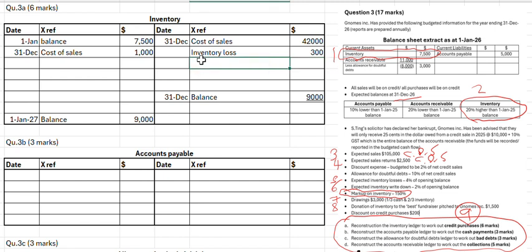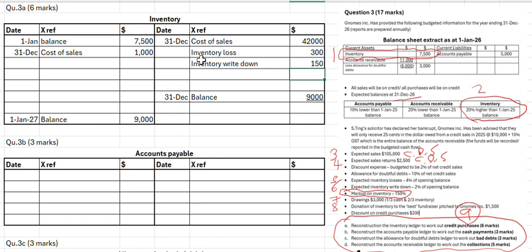Same with the write down. This time we're going 2%. So again, there is an account called inventory write down. It goes between our GP and adjusted GP. So this time we're going to go 7,500 times 0.02, 150. Okay, we're up to point number 7.